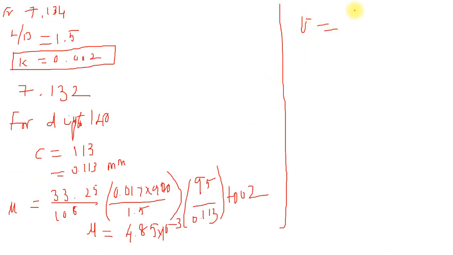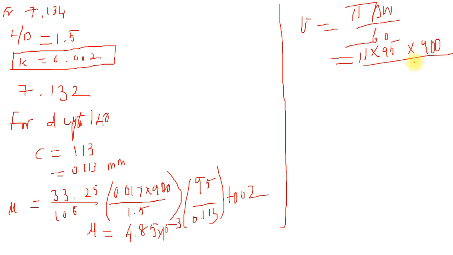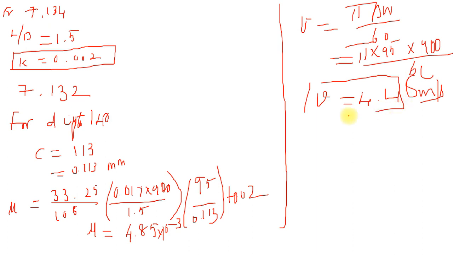V is equal to pi D N divided by 60, because that is the velocity at which it is rotating. So pi into 95 into 900 divided by 60. If I calculate, I can find that the value of V is 4.48 meter per second. So now I can calculate the heat generated.